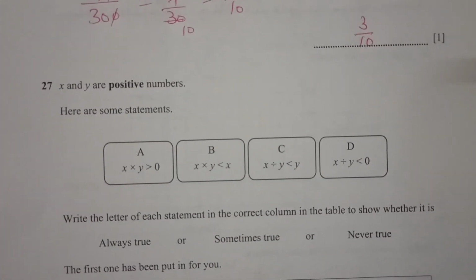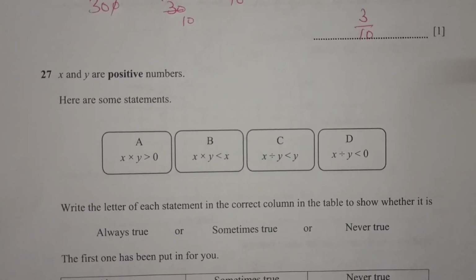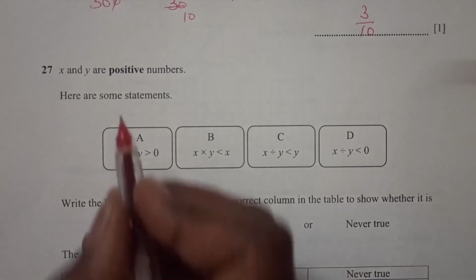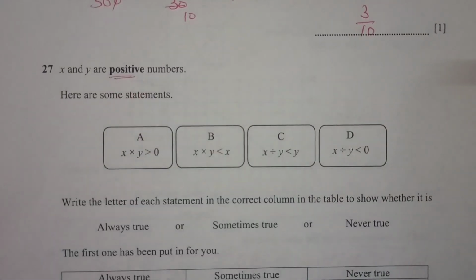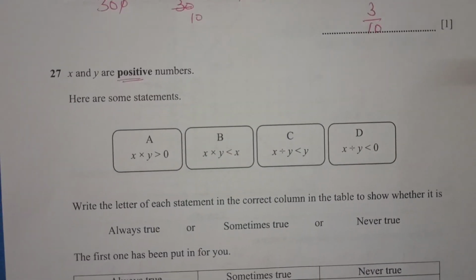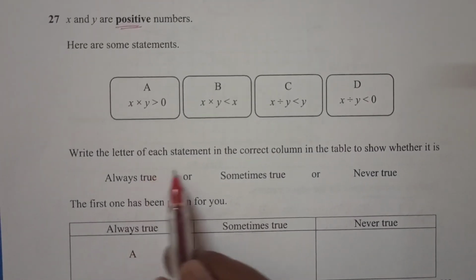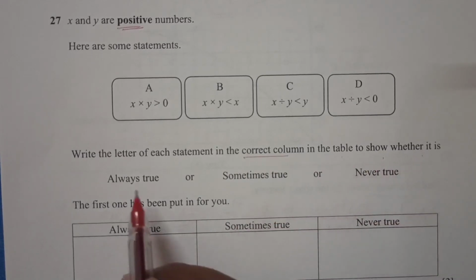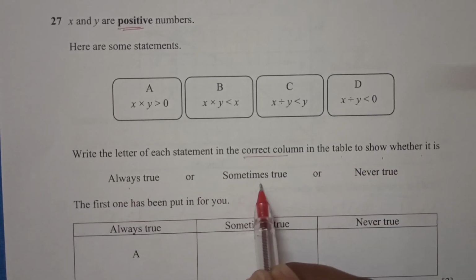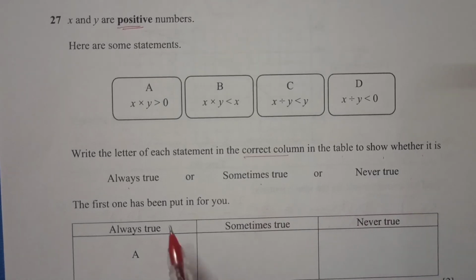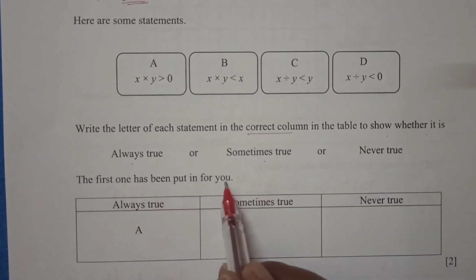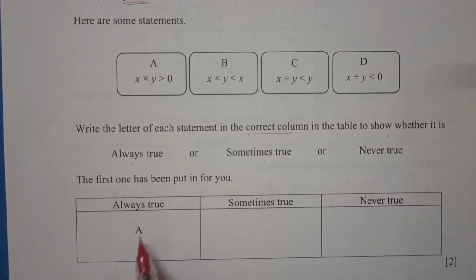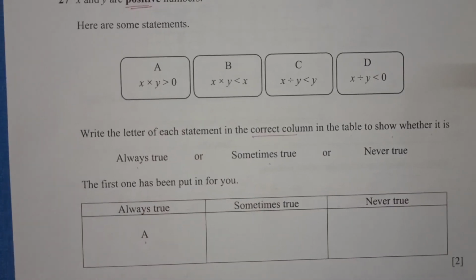Now number 27, x and y are positive numbers. X and y are positive. See, positive is bolded here. Here are some statements. We are given these statements. Write the letter of each statement in correct column in the table to show whether it is always true, sometimes true, or never true. First one has been put in for you. So always true is A. Like how it works actually.